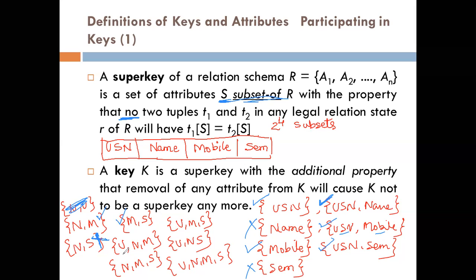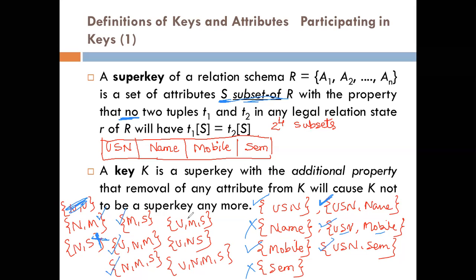Can two students have a same USN, same name and same mobile number? That is not possible because either USN has to be different or mobile number has to be different. So if it is not possible, then this is a candidate for super key. Then can two students have same name, same mobile number, same semester? Name and semester can be same, but mobile number has to be different. So two students cannot have the same combination of name, mobile number and semester, which means it is a candidate for super key.